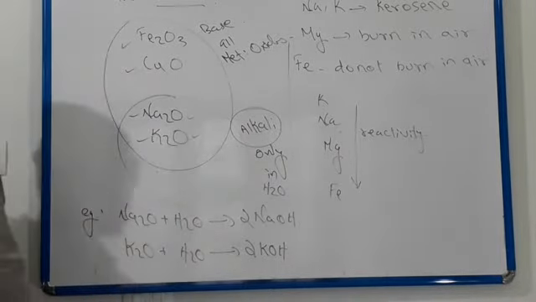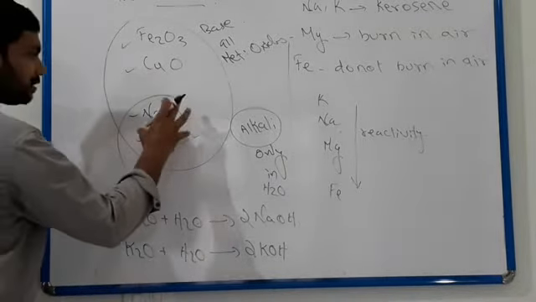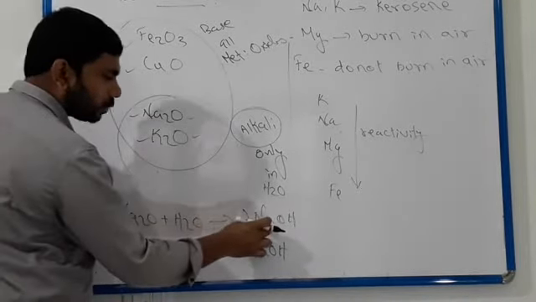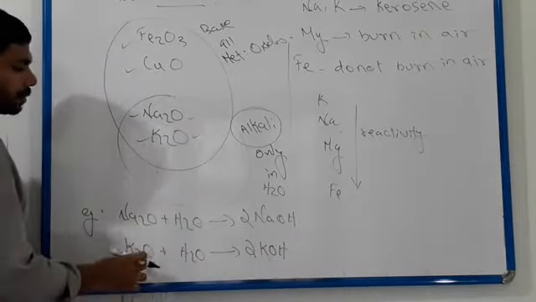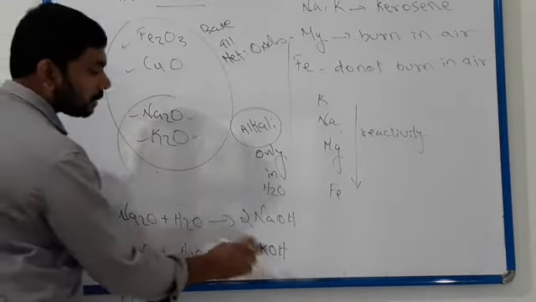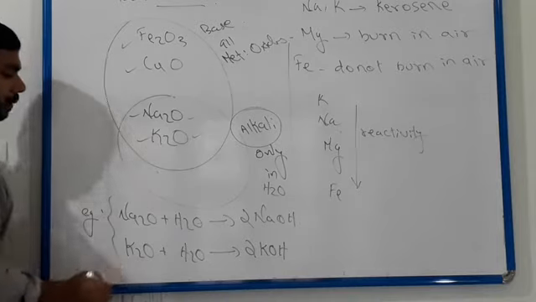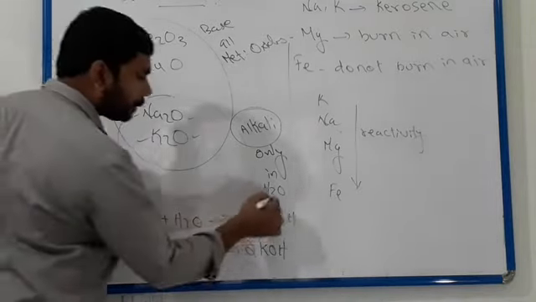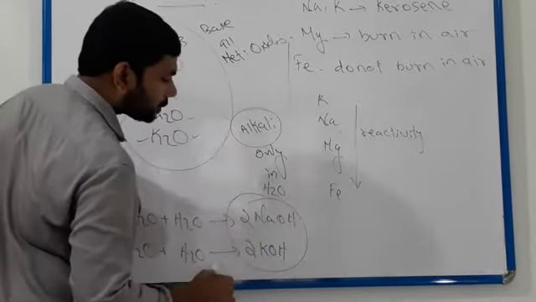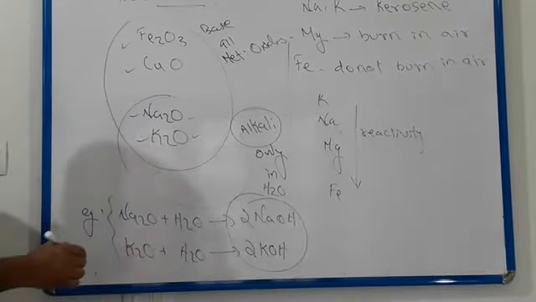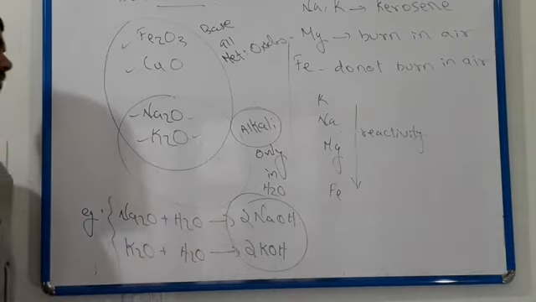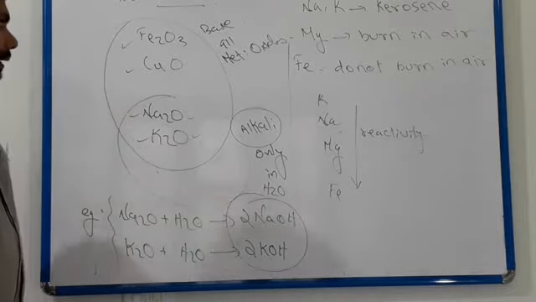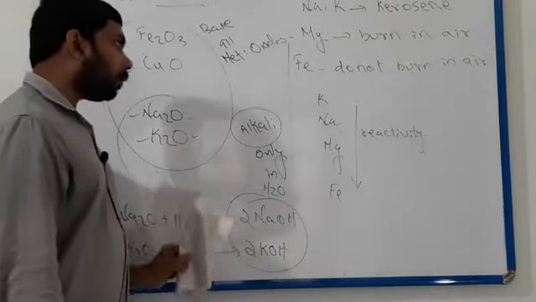So this is alkali, it will dissolve in water. Sodium oxide dissolves in water and forms sodium hydroxide. Potassium oxide dissolves in water and forms potassium hydroxide. So alkaline metal oxides dissolve in water and produce alkali. Sodium hydroxide and potassium hydroxide are alkali. Alkali turns red litmus paper blue, and their pH will be more than 7.